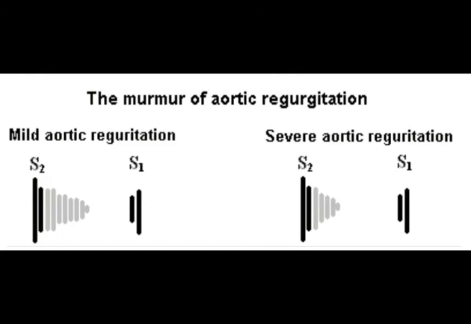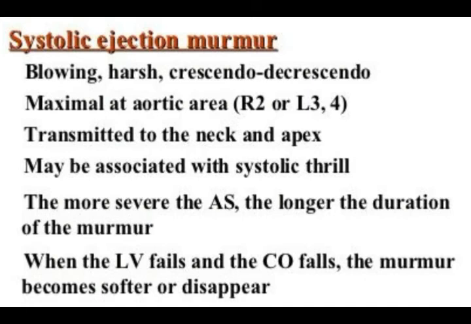In addition to these murmurs, a systolic ejection murmur may be present in the patient with severe aortic regurgitation at the right upper sternal border, simply due to the large stroke volume passing through the aortic valve with each systolic contraction of the left ventricle.